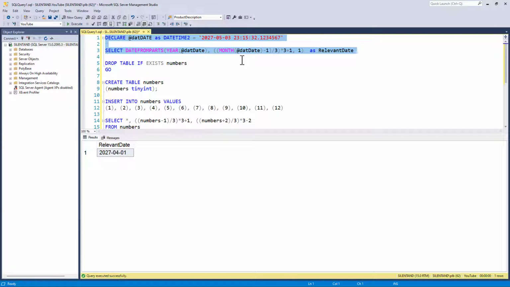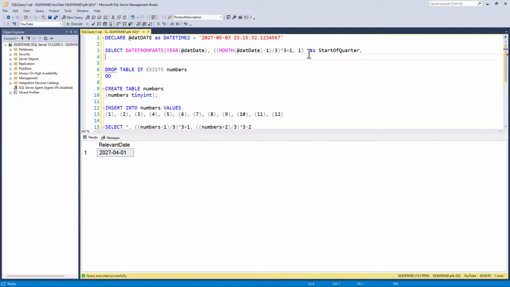Now you notice that all of the time component has not been introduced because we are getting date from parts. We're not taking anything relating to time from parts. Right, so that gives us the start of the quarter.